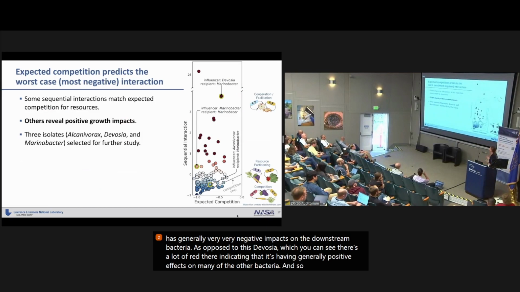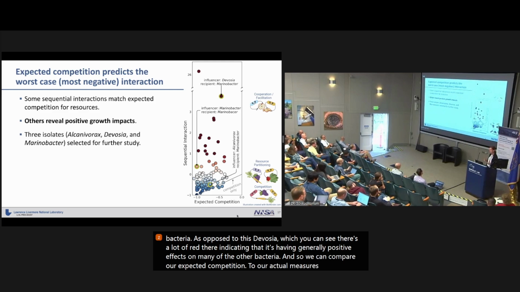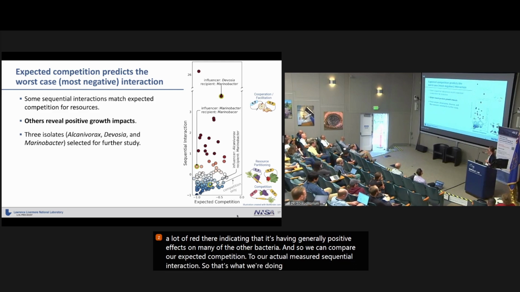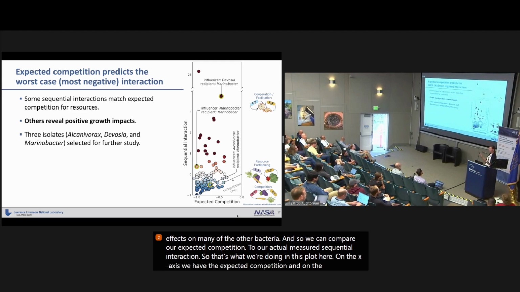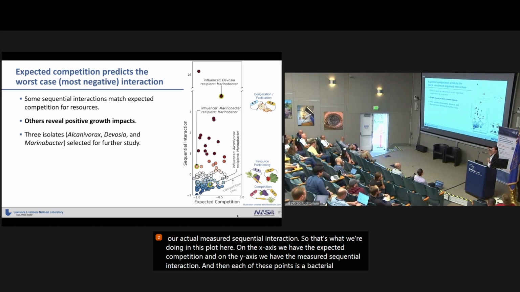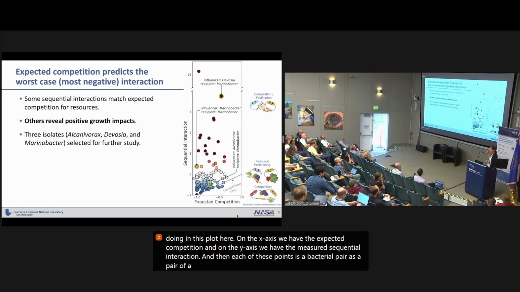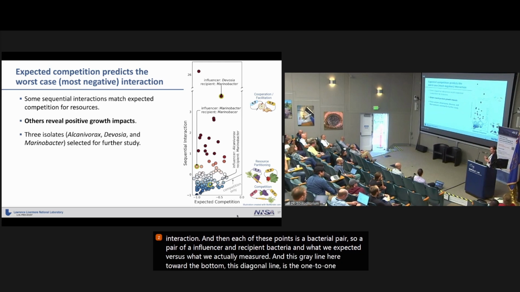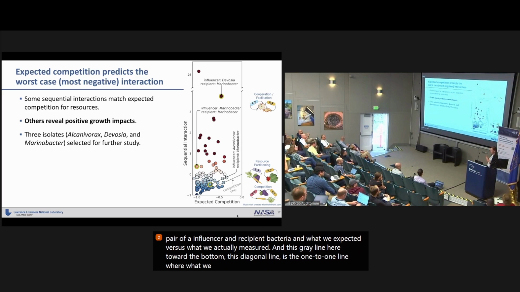And so we can compare our expected competition to our actual measured sequential interaction. So that's what we're doing in this plot here. On the x-axis, we have the expected competition, and on the y-axis, we have the measured sequential interaction. And then each of these points is a bacterial pair, so a pair of an influencer and recipient bacteria, and what we expected versus what we actually measured. And this gray line here toward the bottom, this diagonal line, is the one-to-one line where what we measured matched what we expected based on the metabolite overlap.